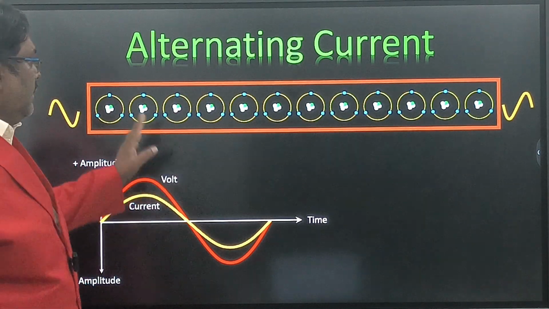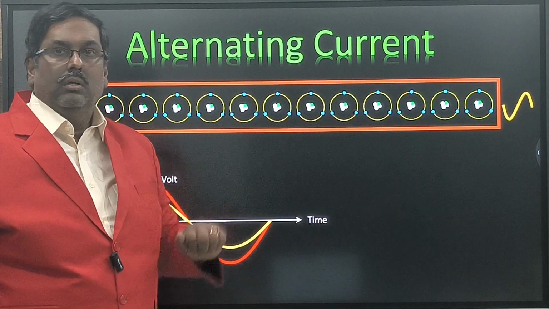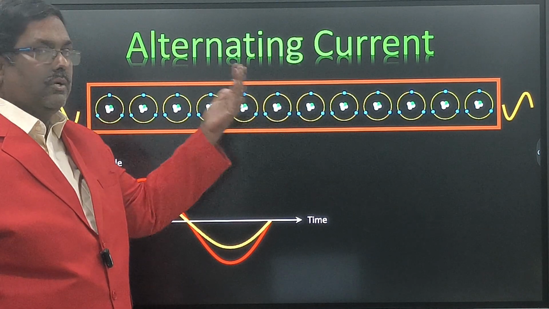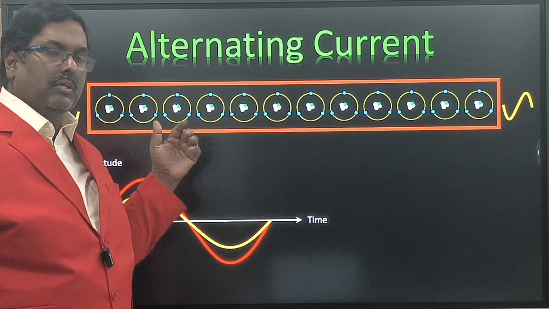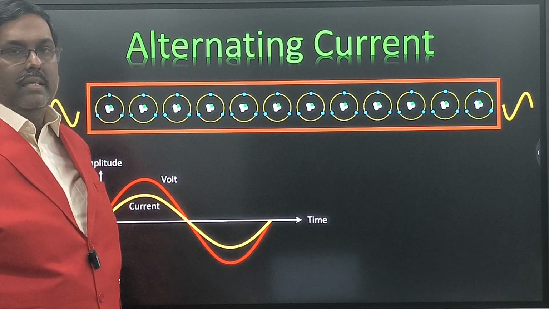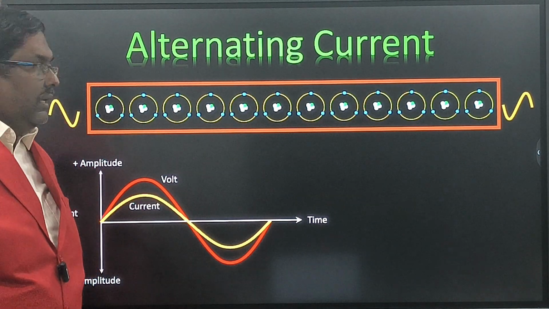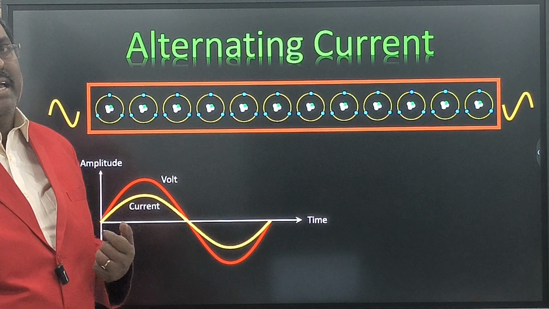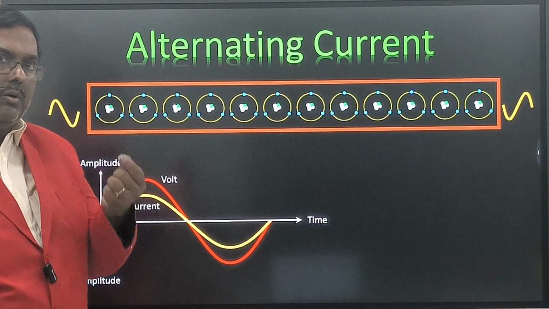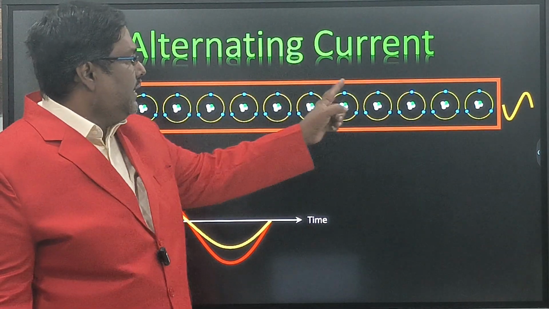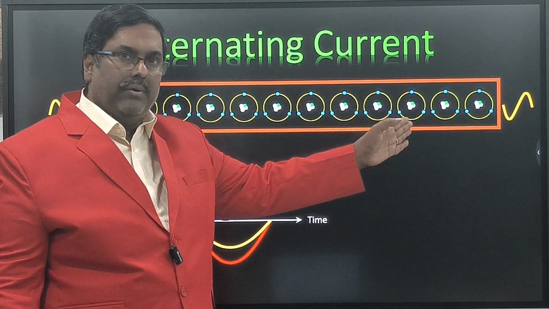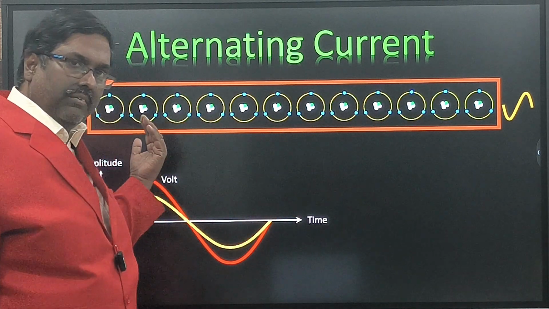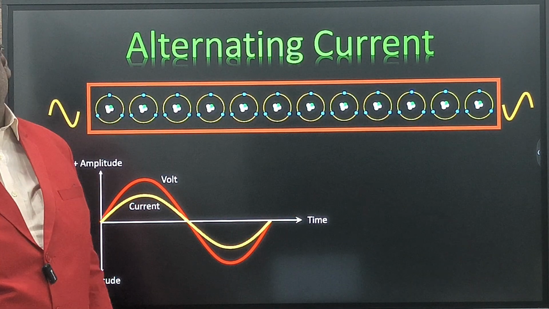Alternating means it is going from the left side to the right side, that is the positive direction, and right side to left side is the negative direction. Okay, so this keeps on changing. Normally we calculate this on a time basis. In a particular time it will travel from this side to that side, and after that particular time that movement will stop and it will change direction to the reverse to come back to the original position.